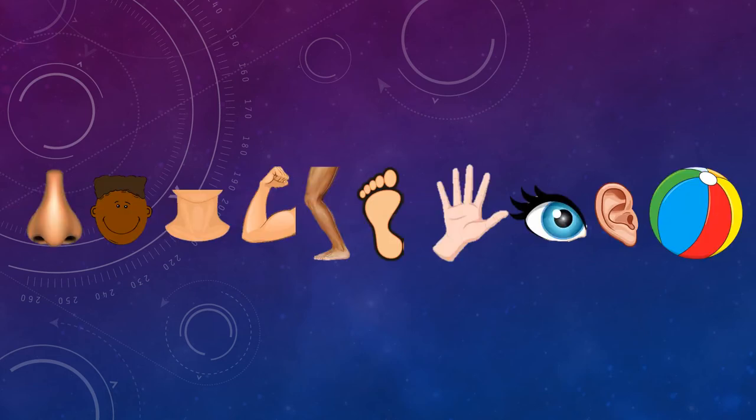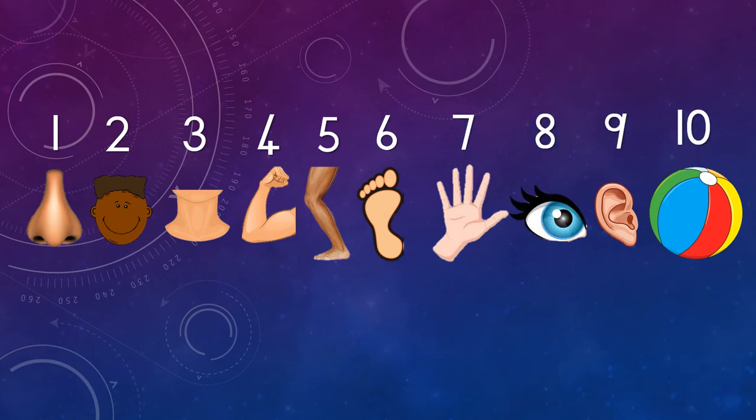Kom ons speel 'n speletjie. Let's play a game. I'm going to tell you the ordinal number and then you must tell me which picture is in that place. But before we start with that, let's number them. 1, 2, 3, 4, 5, 6, 7, 8, 9 en 10. Okay, kom ons begin. If I say, wat is, it means what is.